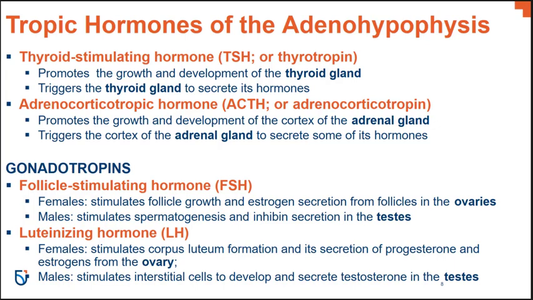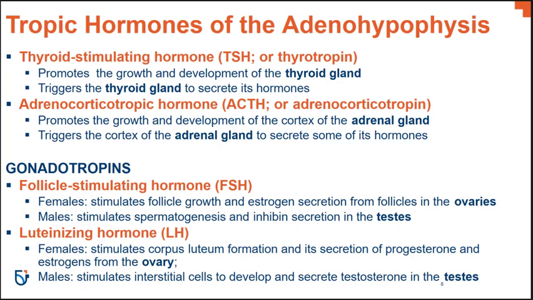ACTH, or adrenocorticotropic hormone, promotes the growth and development of the adrenal gland. So remember that is the gland that sits on top of the kidney, and it primarily stimulates the cortex, or the outer region of the adrenal gland. It will also trigger the cortex of the adrenal gland to stimulate the release and secretion of some of its hormones.